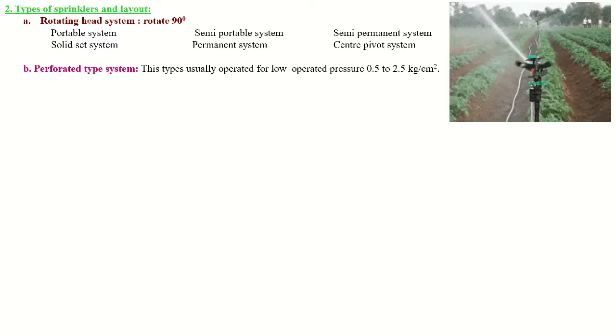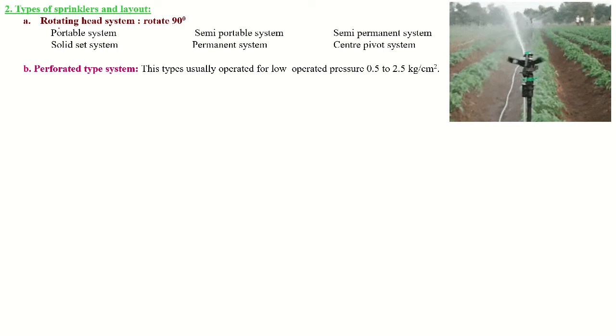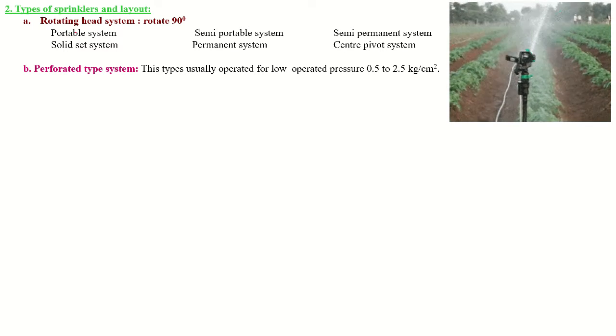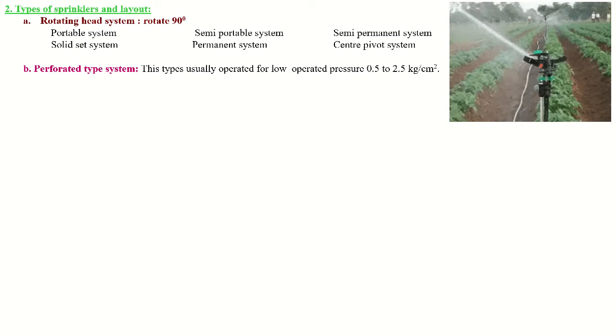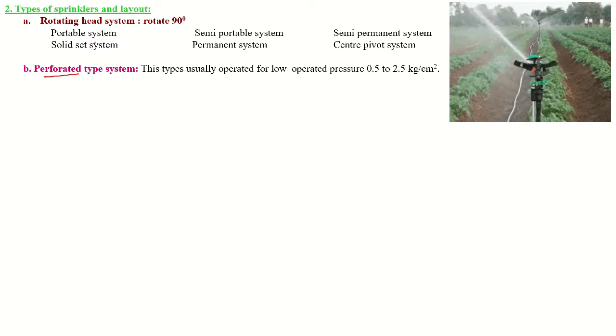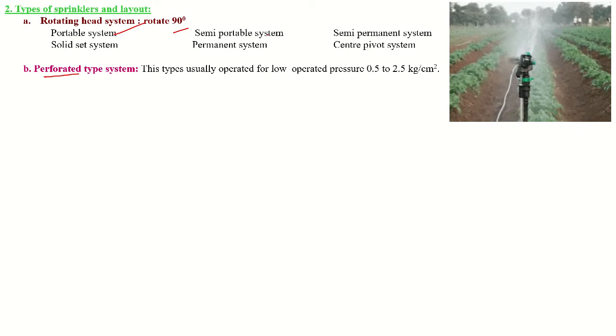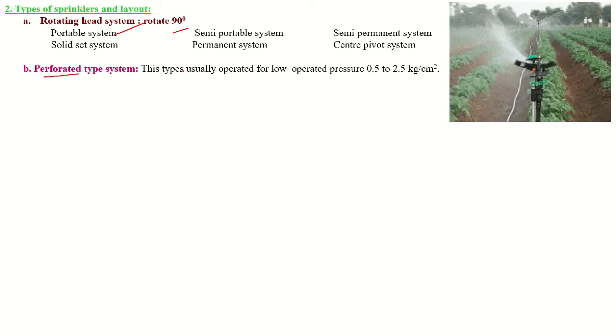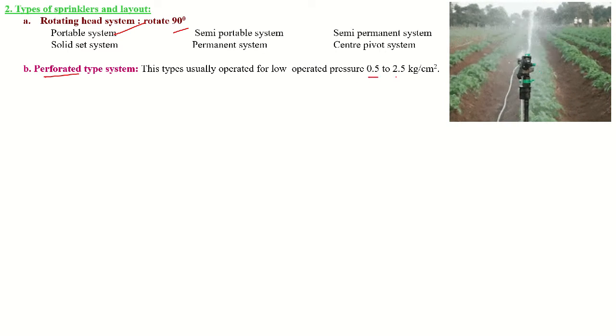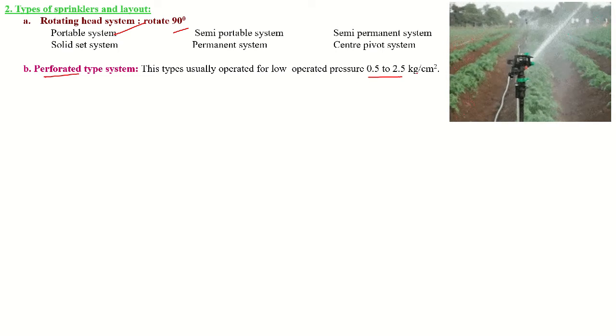Next one is the type of sprinkler and layout. So one is the type of sprinkler. There are two types of sprinkler. One is the rotating and the other is the perforated type. In the rotating type we have also discussed the perforated, semi-perforated, permanent, semi-permanent and pivot. But the perforated system operates under low pressure, that is 0.5 to 2 kg per centimeter square.